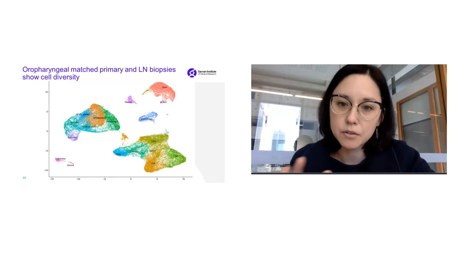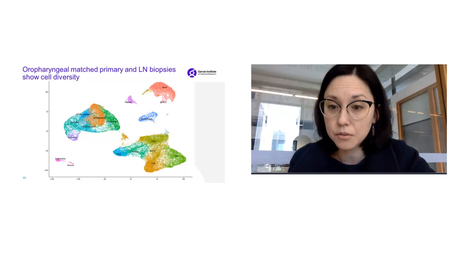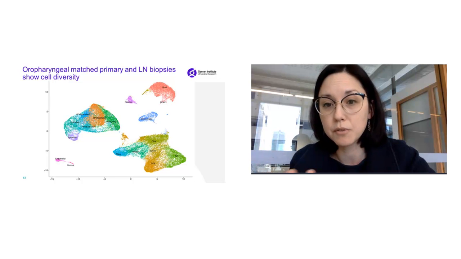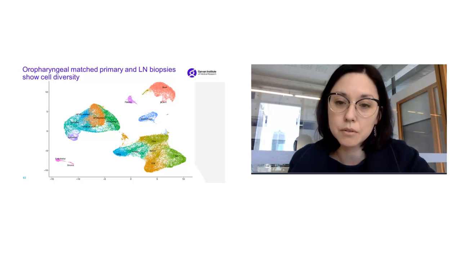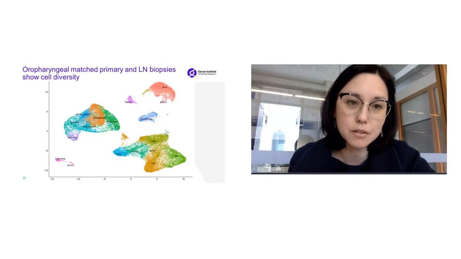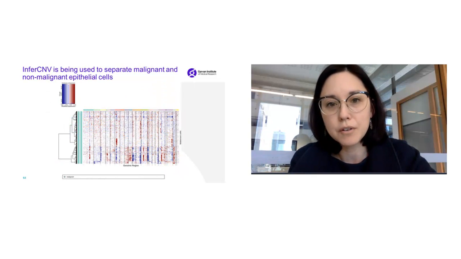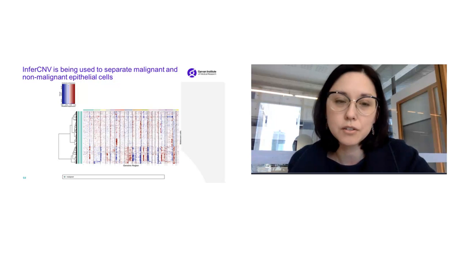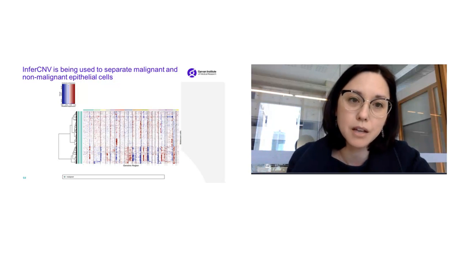This is all the data sort of pulled together. You can see this is about 51,000 cells. You can see we've got a nice population of immune cells here, and also some distinct populations of epithelial cells. Now, we know that some of these epithelial cells will probably not be cancerous and some of them will be cancerous. So we're using InferCNV to look at copy number variation to try and help decide which of these epithelial cells are malignant.